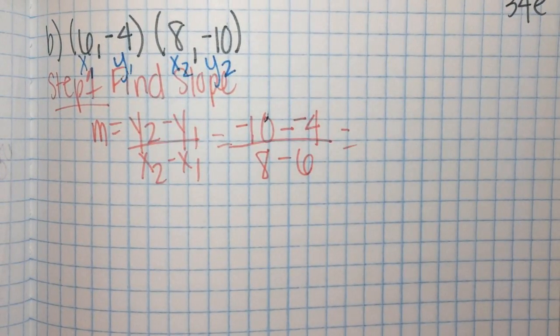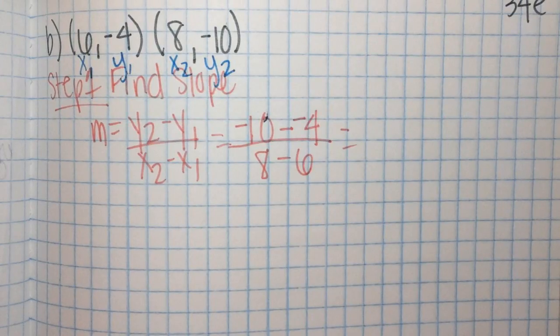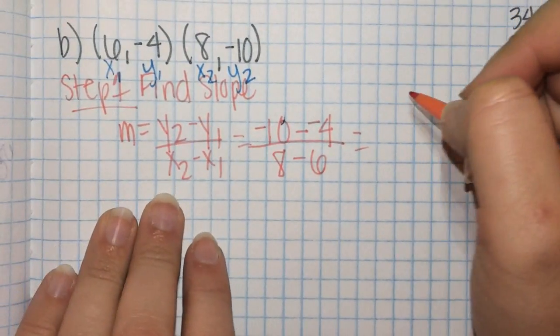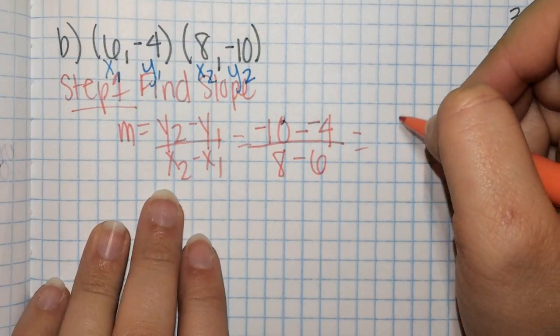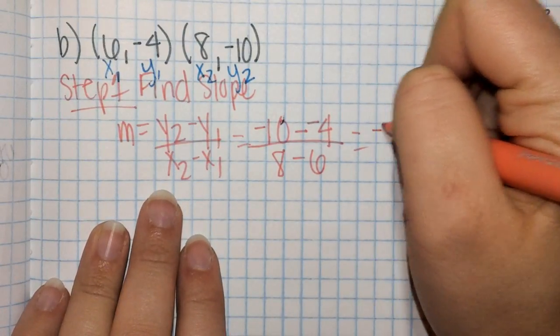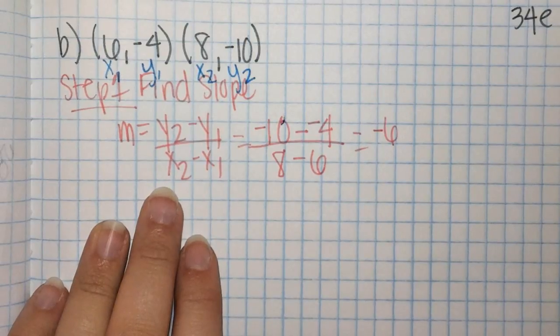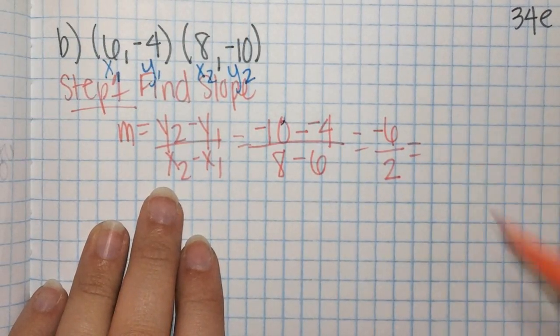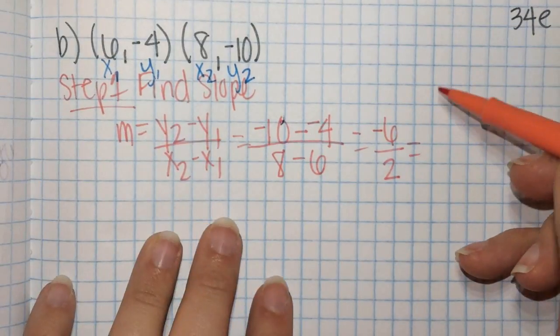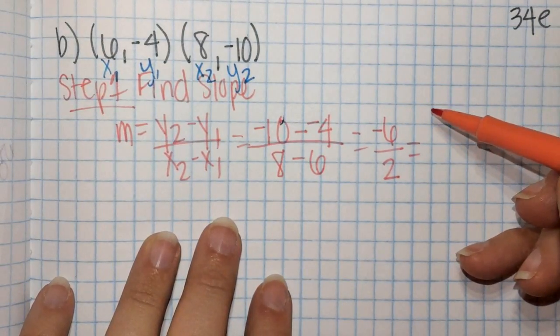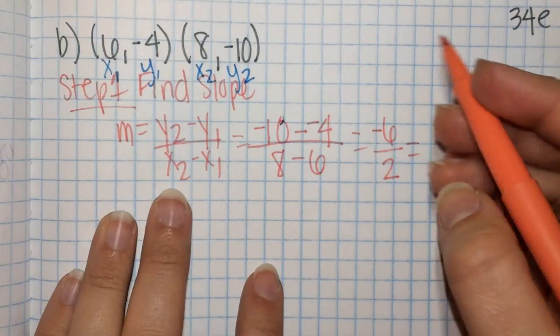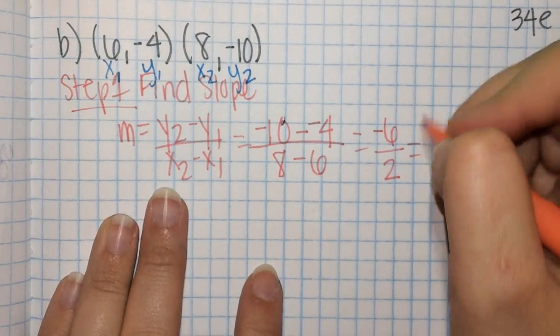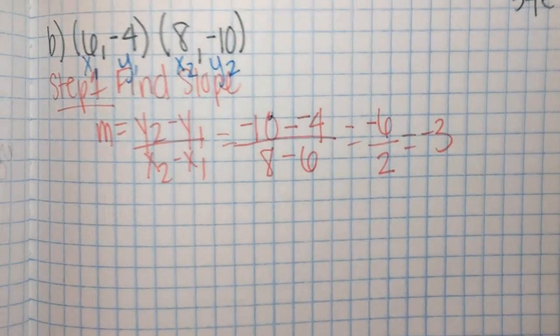Please plug it in your calculators and tell me what negative 10 minus negative 4 is. Negative 6. And what's 8 minus 6? Now, can we divide those two numbers? Yes. And what does that equal? Negative 3. Negative 3. Fantastico.